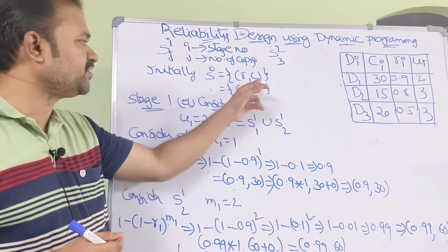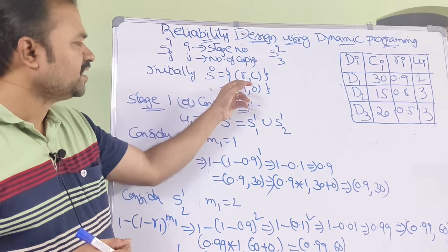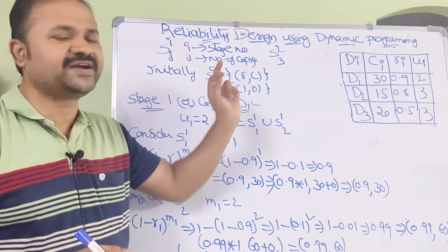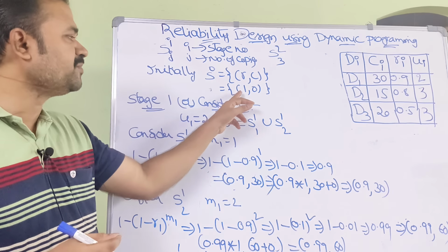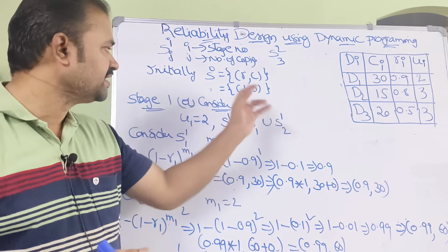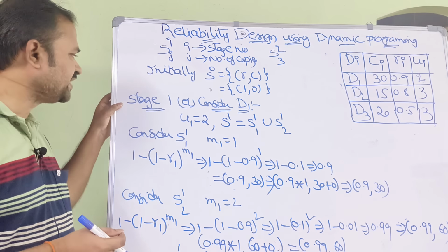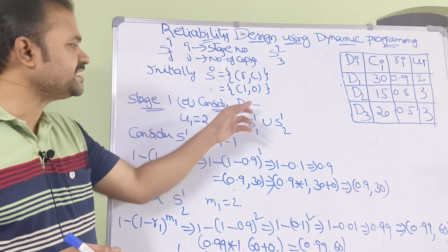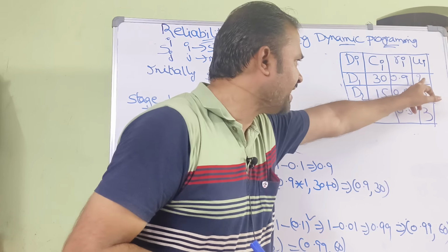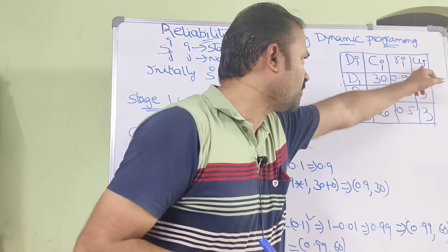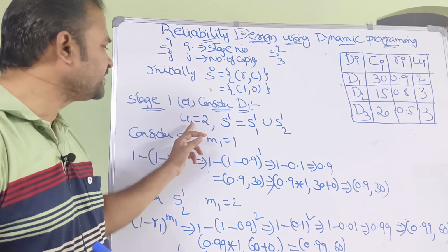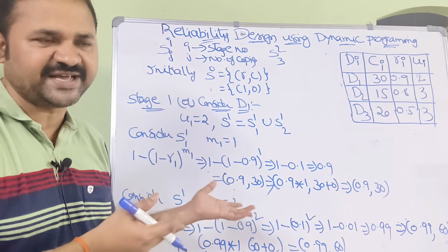S power 0 is equal to an ordered pair. First one is reliability, second one is cost. The maximum reliability is 1, whereas we have to take the initial cost, that is 0. So first consider stage 1, or device 1. Here in stage 1 maximum we have 2 copies. So upper bound here is 2. So U1 is equal to 2. Here this one specifies device 1 or stage 1.